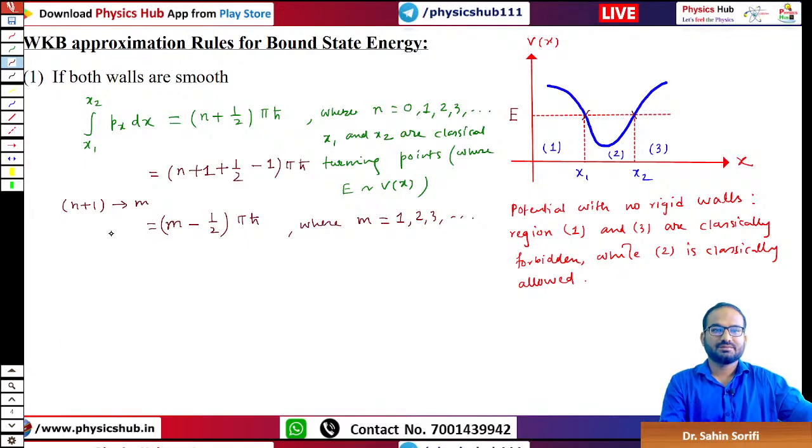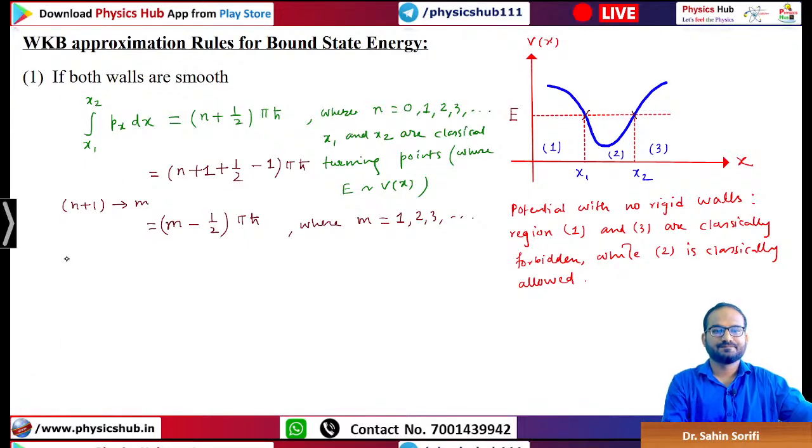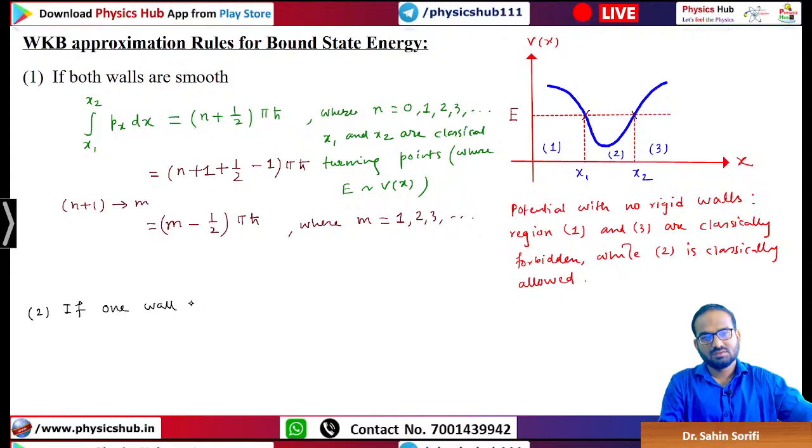Now let's go for the second case. Is there any question from this? If one wall is smooth and the other wall is rigid.